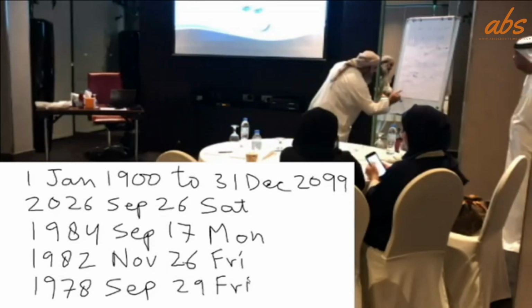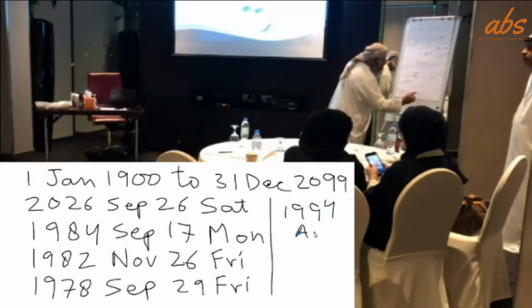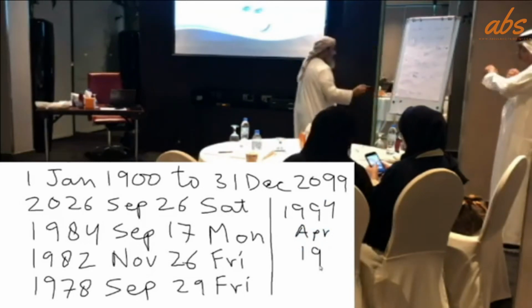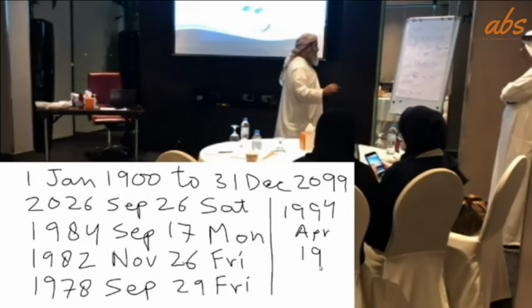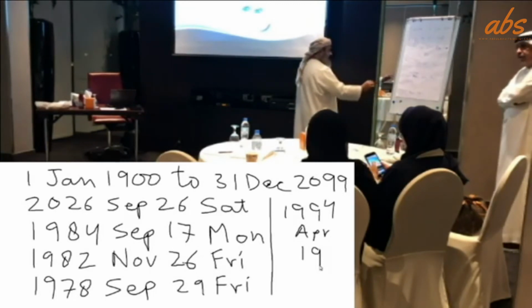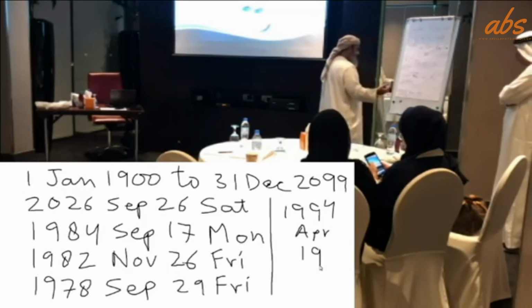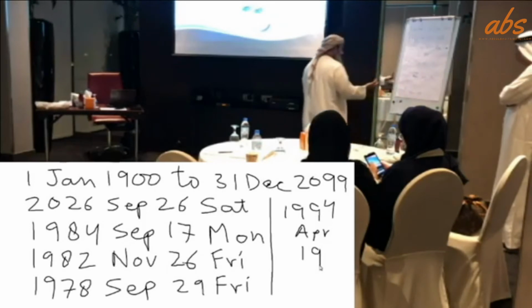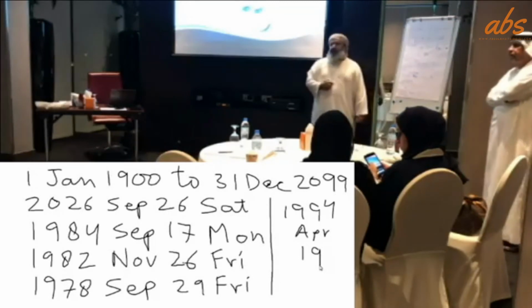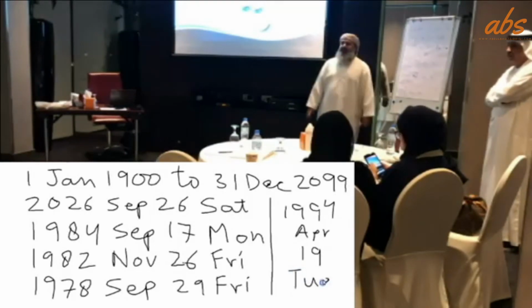1994. April 19. Well, nice. Okay. So. Five minus 2 is 3. It is all math. Nothing else.